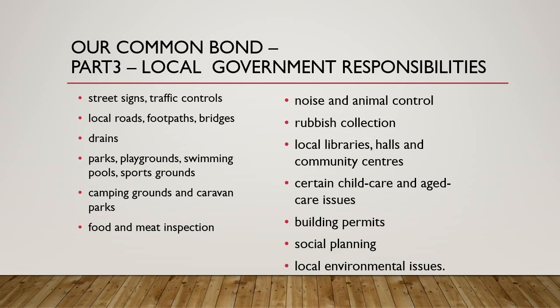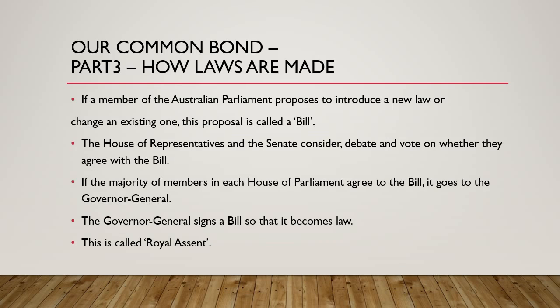They're responsible for street signs, traffic controls, local roads, footpaths, bridges, drains, parks, playgrounds, camping grounds, food and meat inspection, noise and animal control, rubbish collection, local libraries, halls, certain child care and aged care issues, building permits, social planning, and local environmental issues. So how are laws made?